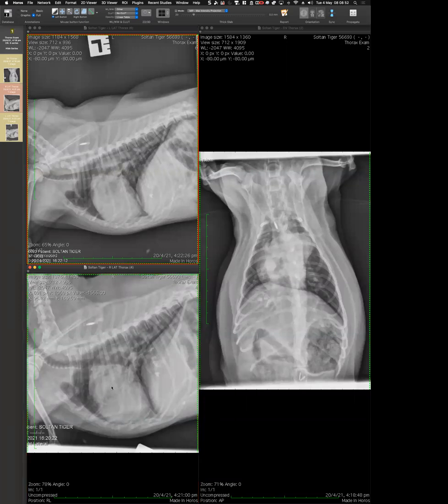In this one. So the right lateral and the VD, or DV. Where in the DV? Sorry, where in the DV? Because I think I can see this border there, but I'm not sure. Just along here. Okay. Like, it's absolutely tiny.